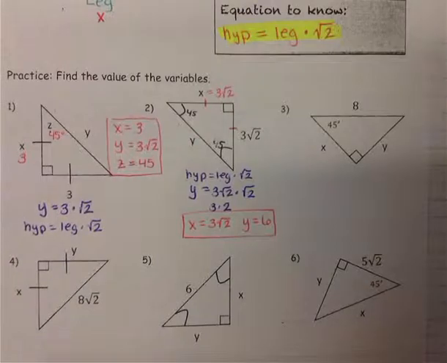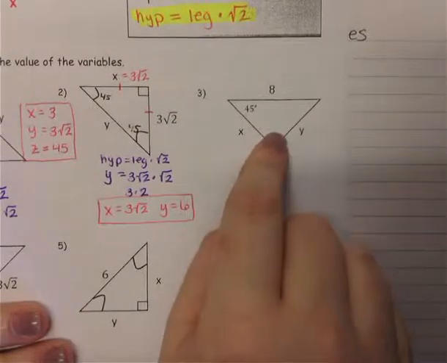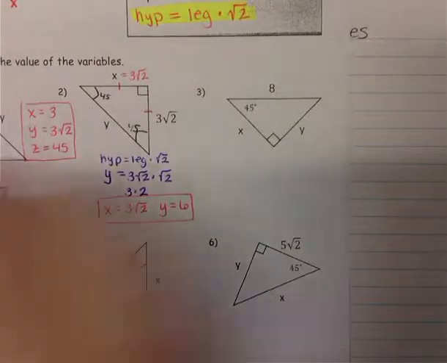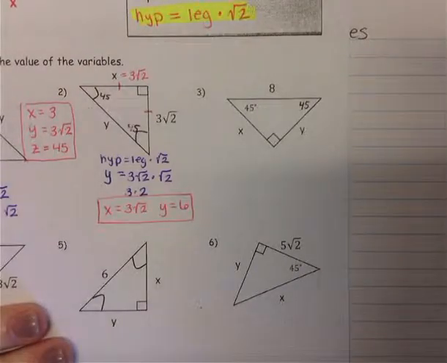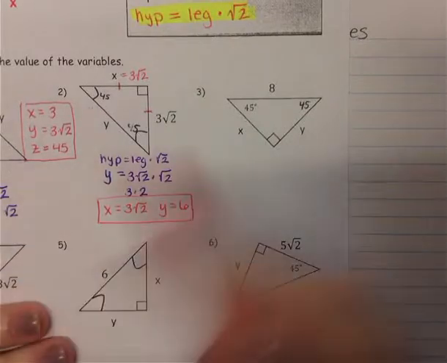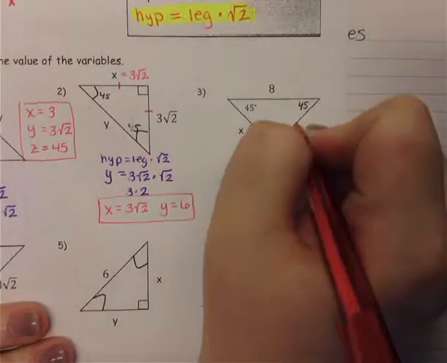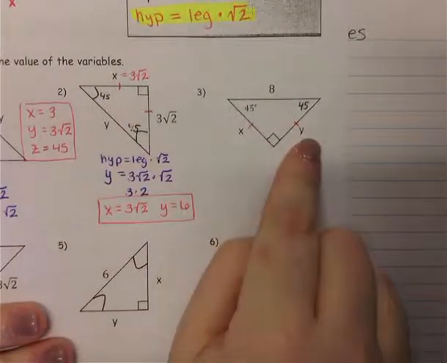On this next problem, we have a right triangle. We have a 45 degree angle here. That means in order for this to be a triangle, we also have to have 45 degrees in this corner as well. So if we have 2 congruent angles, the converse of the isosceles triangle theorem says that these 2 sides are also congruent. And we want to solve for x and y.